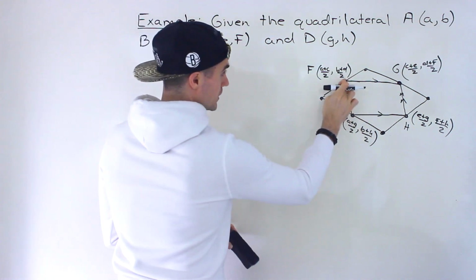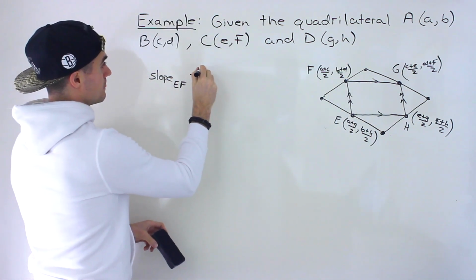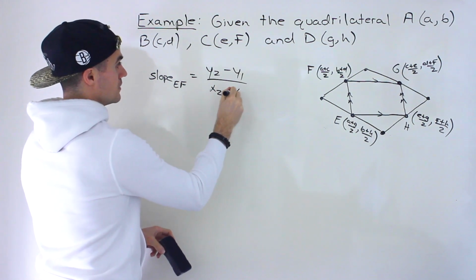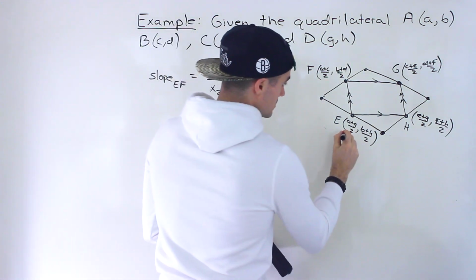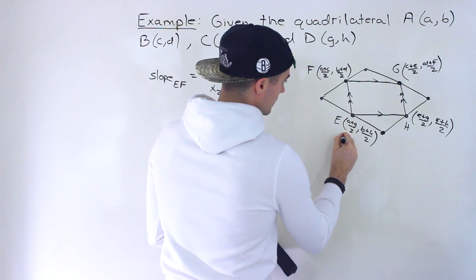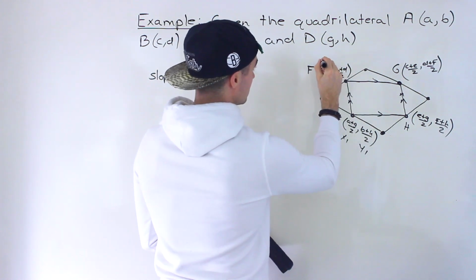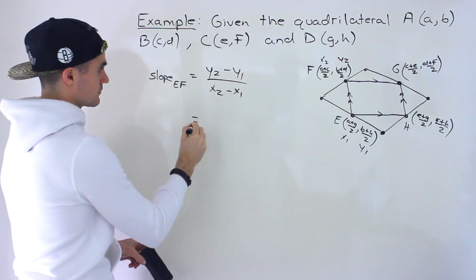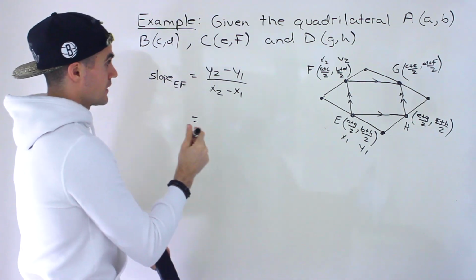Okay, the slope between these 2 points here. Now the slope formula, rise, y2 minus y1 over x2 minus x1, like that. So what I'm going to do is I'll let E here be x1, y1, and then I'll let F be x2, y2. Again, it doesn't matter which one you label which, you're still going to end up with the same thing.